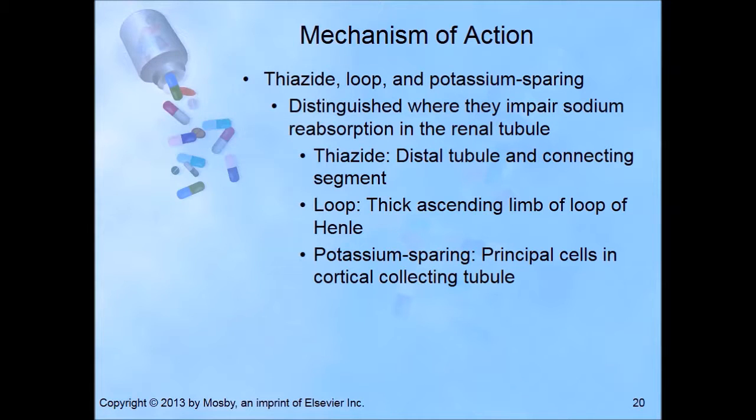Thiazide-type diuretics work at both the distal tubule and the connecting segment, and perhaps in the early cortical collecting tubule. Loop diuretics, the most potent, act in the thick ascending limb of the loop of Henle. Potassium-sparing diuretics work in the aldosterone-sensitive principal cells in the cortical collecting tubules. The ability of each type of diuretic to increase urinary sodium excretion depends on two factors: the amount of sodium reabsorbed at its site of action and the ability of more distal sites to reclaim that sodium.